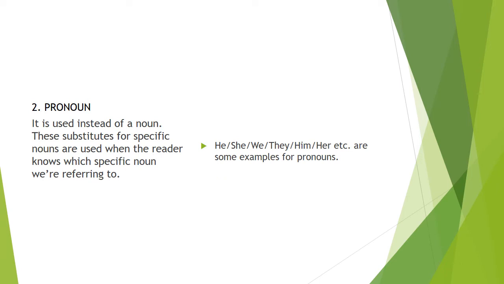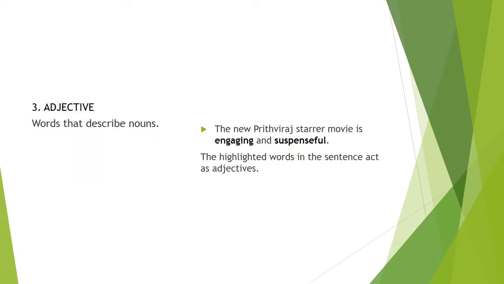The next part of speech is the pronoun, which is used instead of a noun or in the place of a noun. These are substitutes for specific nouns, which are used when the reader or the listener knows which specific noun one is referring to. Words like he, she, we, they, him, her, herself, himself, it, etc. are all examples of pronouns.